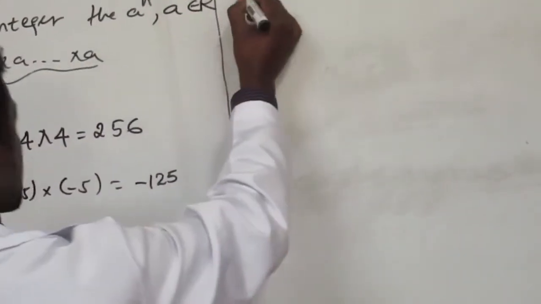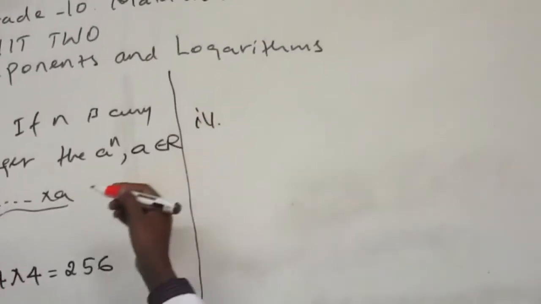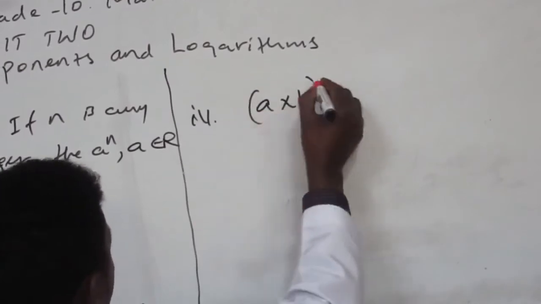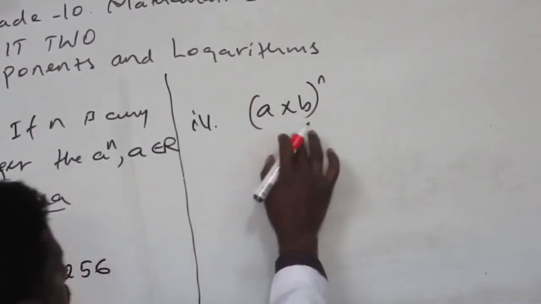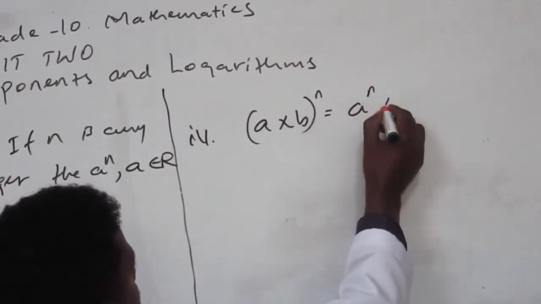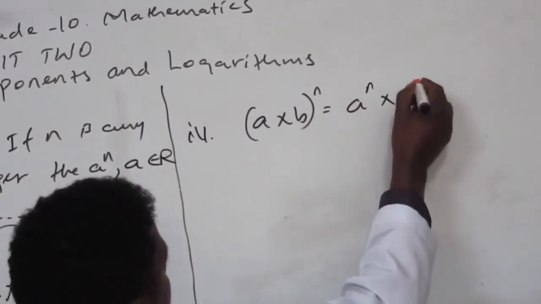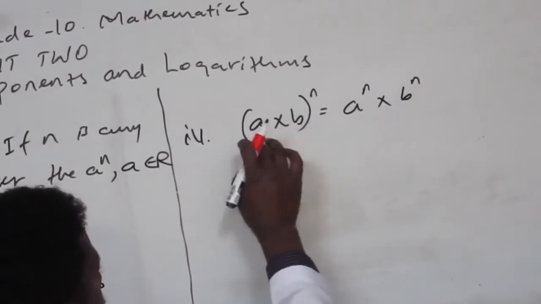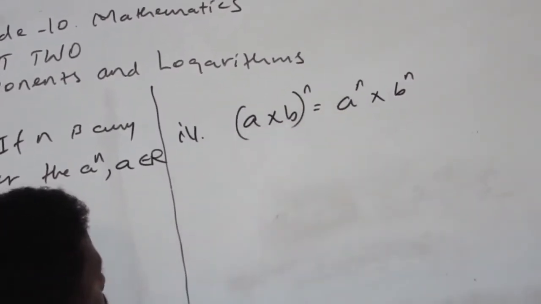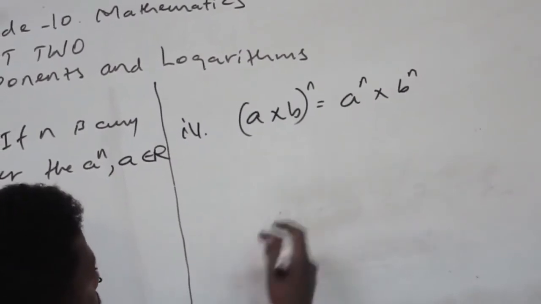Okay. The fourth property talks about a times b, the whole to the power of n. You see, a times b, the whole to the power of n can be written as a to the power of n multiplied by b to the power of n. This means with different bases and the same exponent, we can raise each base to the power n.